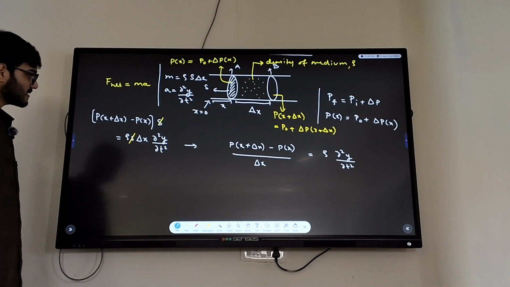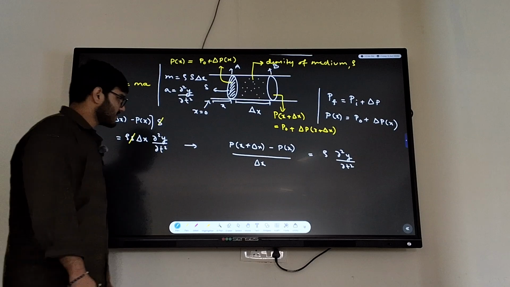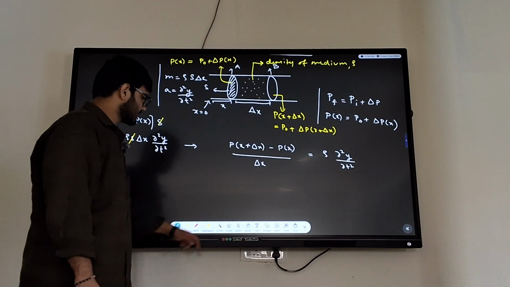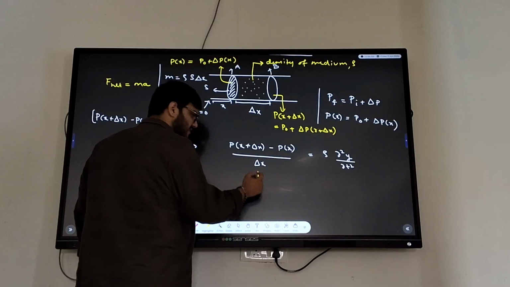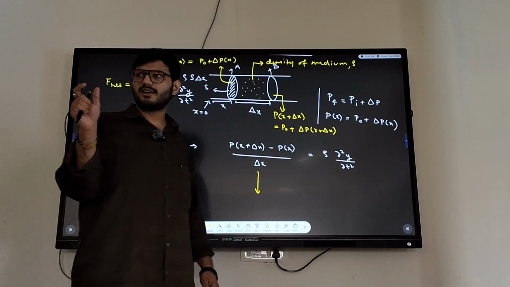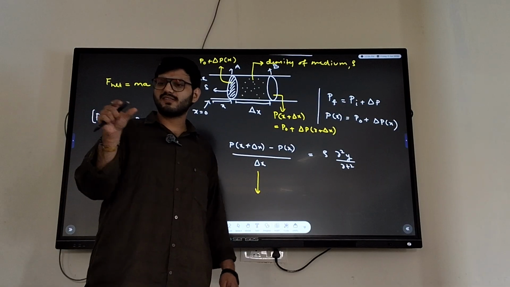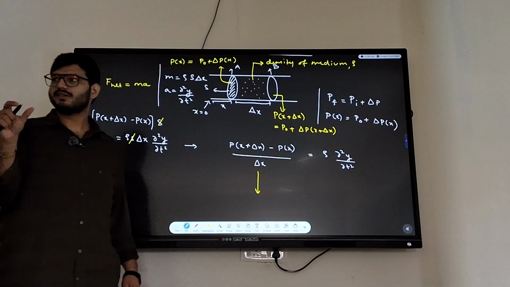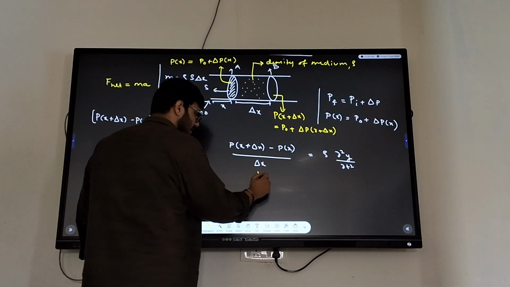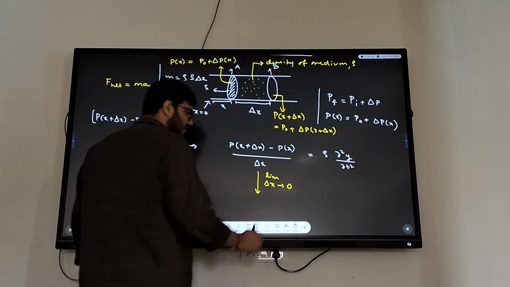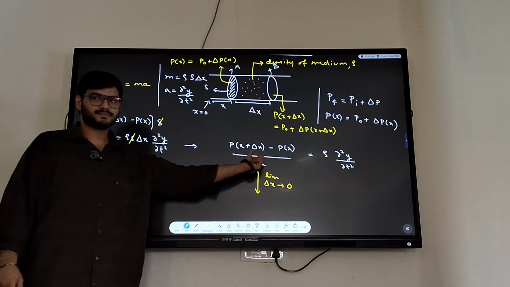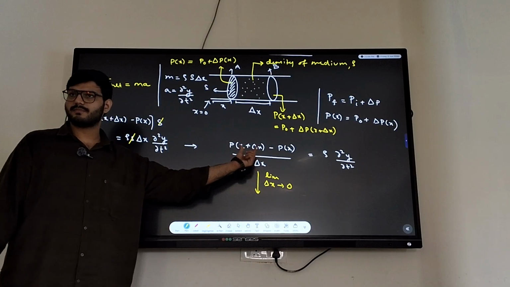Seems correct to me, but there must be a negative sign somewhere. Okay, let's go forward. In the limit that I take this cylinder to be very, very small, what is the length of the cylinder tending towards? Limit delta x tends to 0. What does this become?